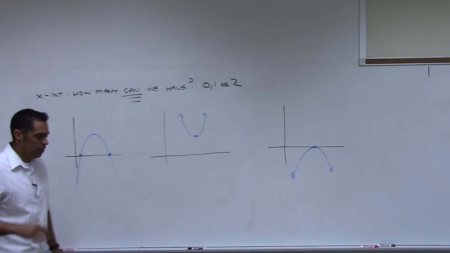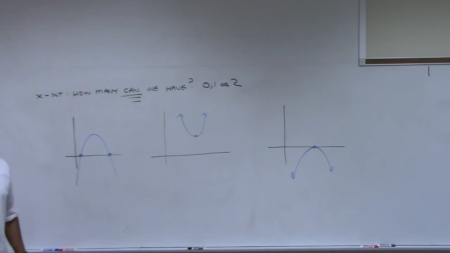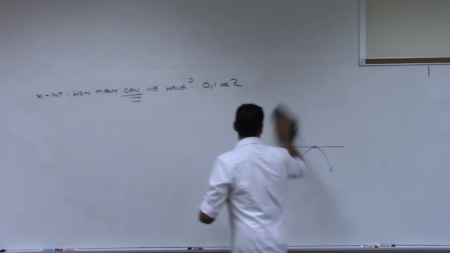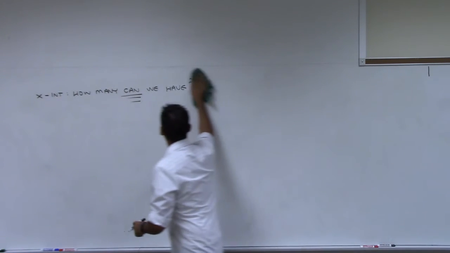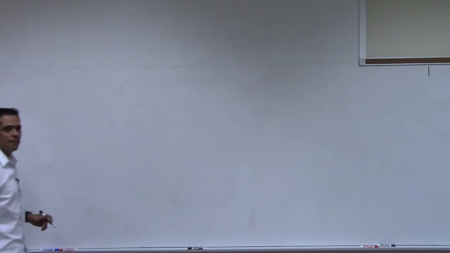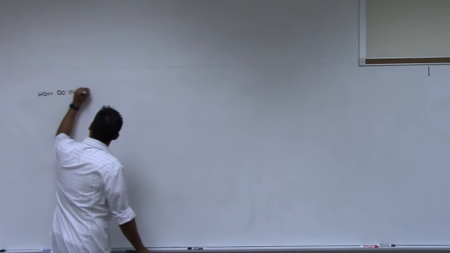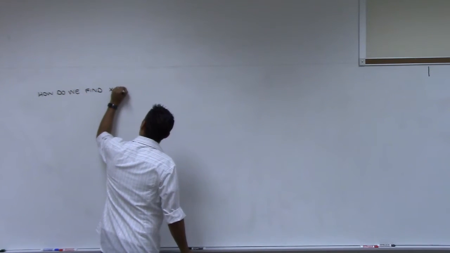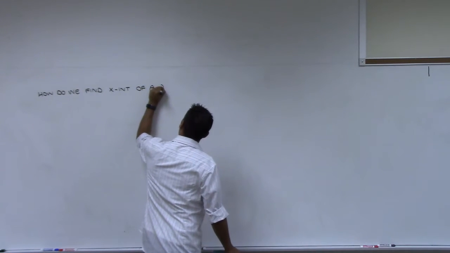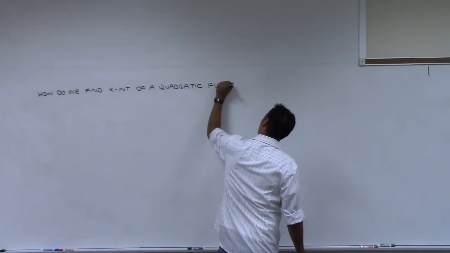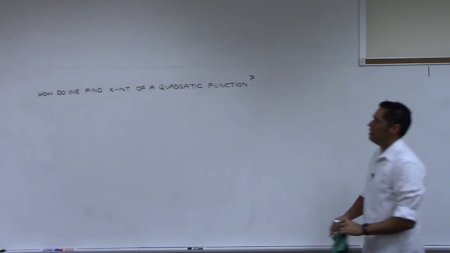Now, we're going to start getting into where I'm going to give you a function and we're going to try and graph it and get all of its characteristics out. But there are 2 more things we need to discuss before we do that. The first one is, how do we find x-intercepts? Like, if someone gives you a quadratic function, how do you find the x-intercepts?